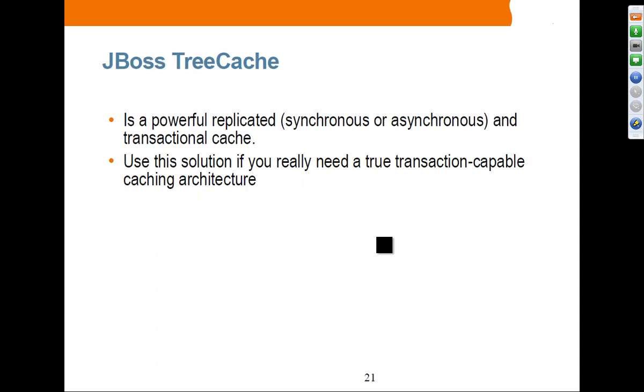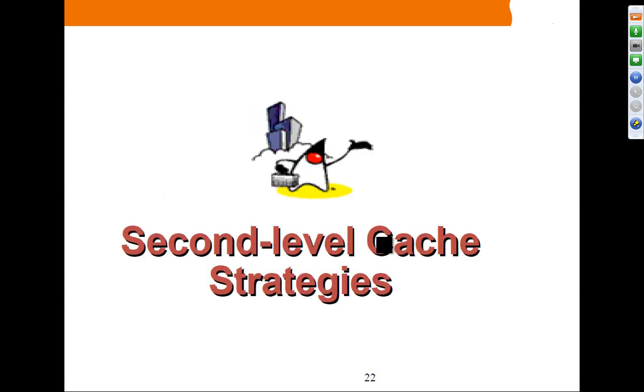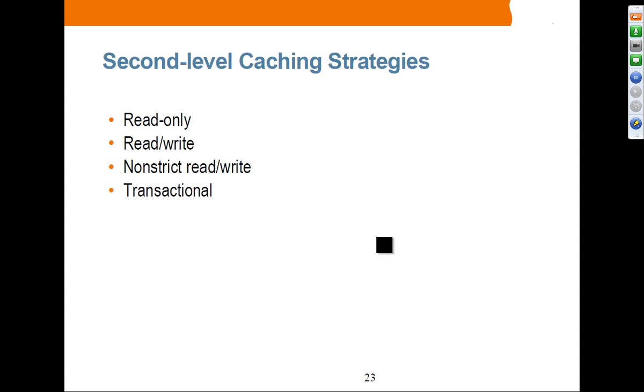JBoss TreeCache is a powerful, replicated, and transactional cache. Use this solution if you really need a true transaction-capable caching architecture. Okay, so second level cache strategies. You can use read-only, read-write, non-strict read-write, or transactional. Depending on the implementations that we just saw, different implementations support a different set of caching strategies.